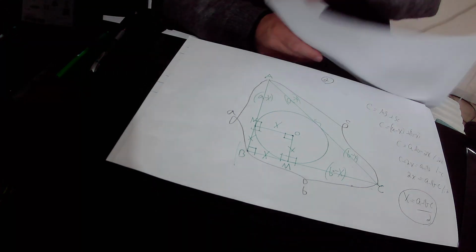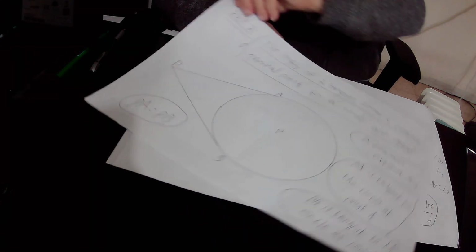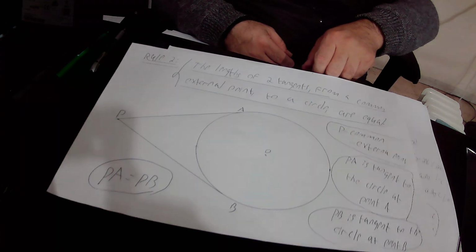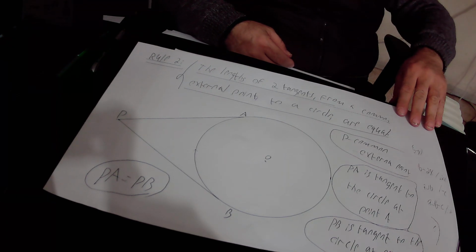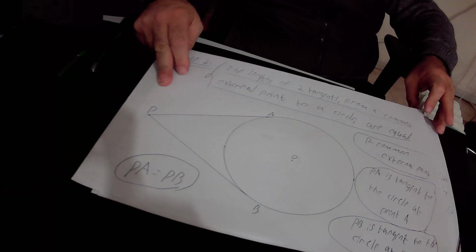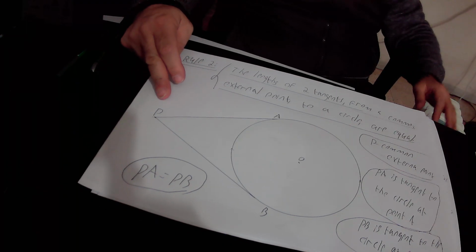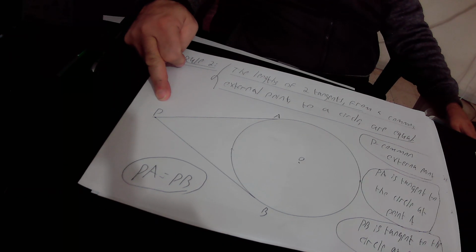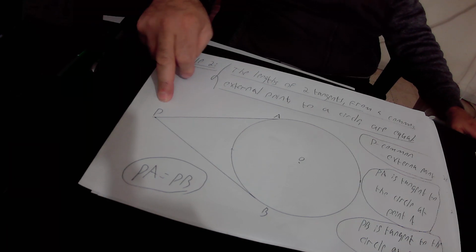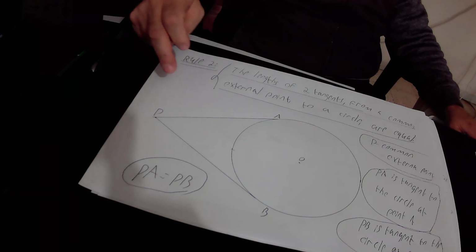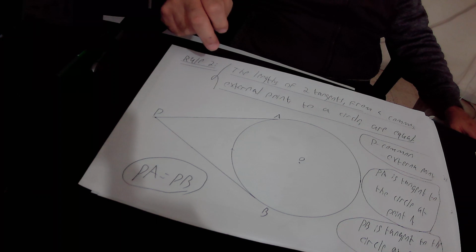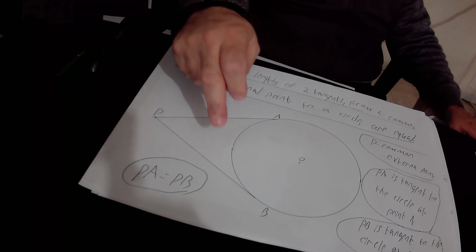According to rule number 2, the lengths of two tangents from a common standpoint to a circle are equal. We have the common standpoint, point P, and from point P we have two tangents to the circle, tangent PA and tangent PB. And according to this rule number 2, they must be equal to each other. That is to say, PA equals PB.